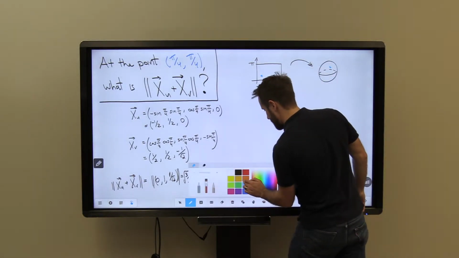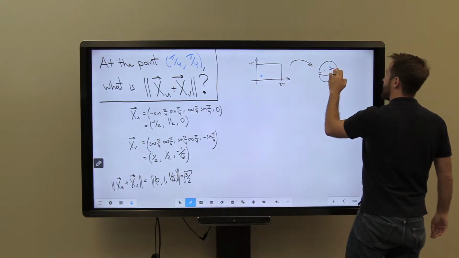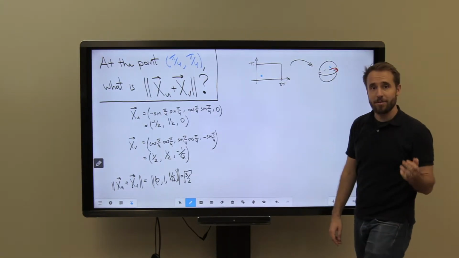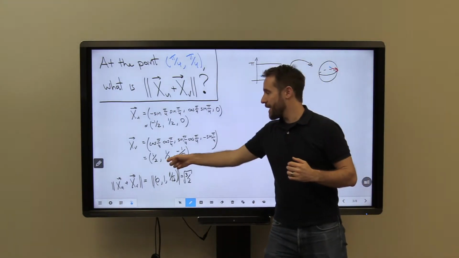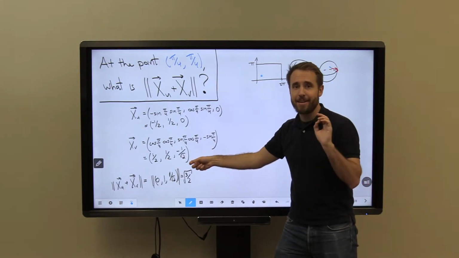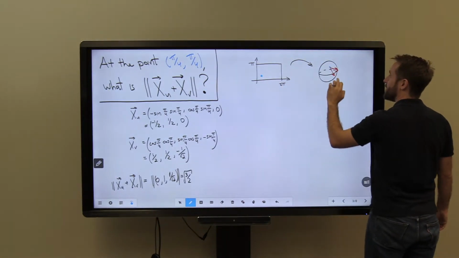And so that's going to be maybe sort of like this vector right here. That's my x sub u. Now my x sub v would be similarly computed. That becomes 1/2, comma 1/2, comma negative 1 over root 2. So that's another vector over here.